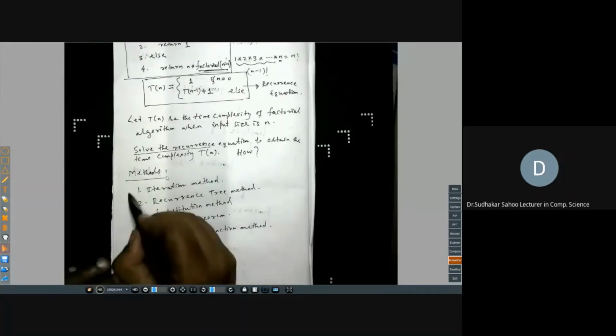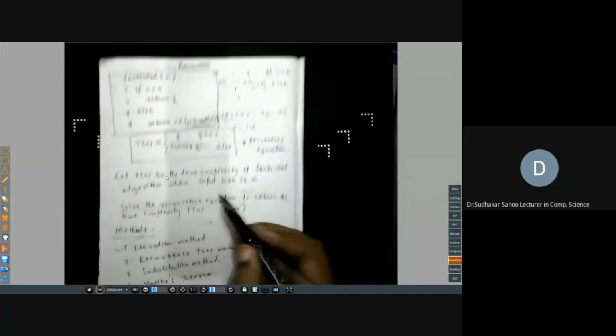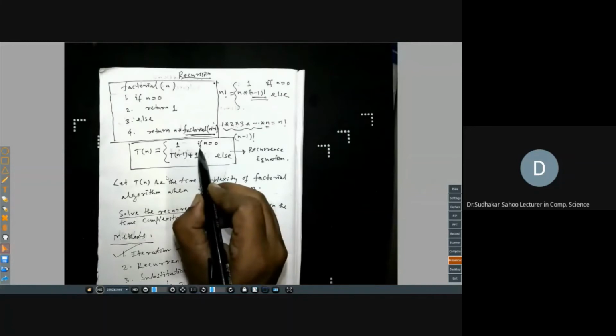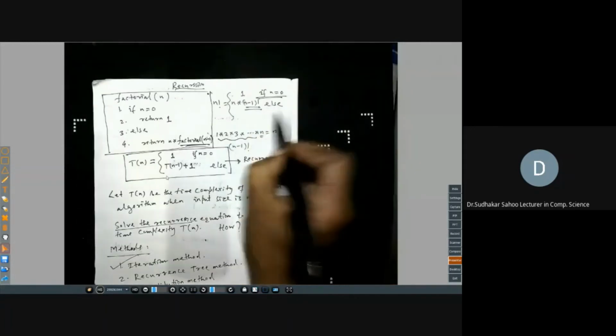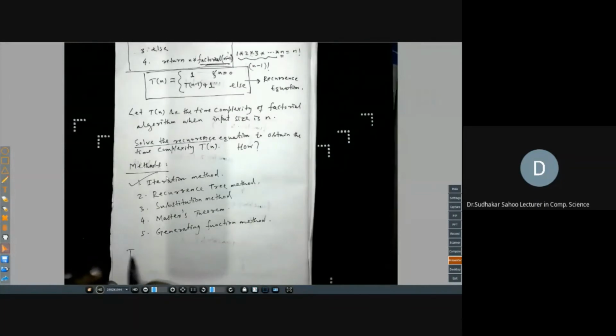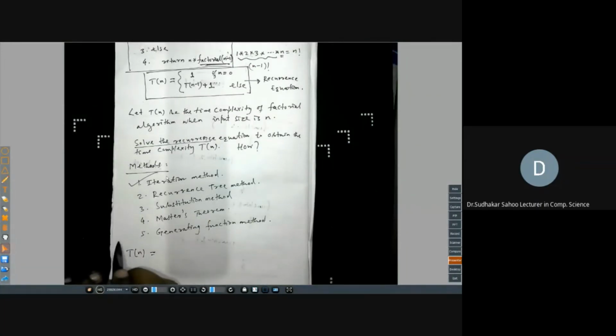Let us first discuss what the iteration method is. We can solve this equation. And you know, in any recurrence equation, this part is called the base case. So this is my base case. This is the recursive step, the recursion. So let us solve it using the iteration method.